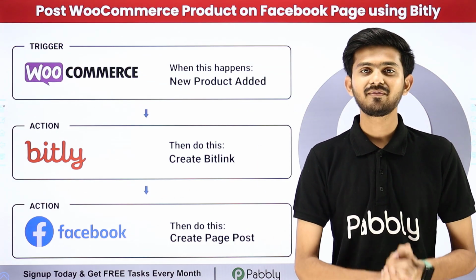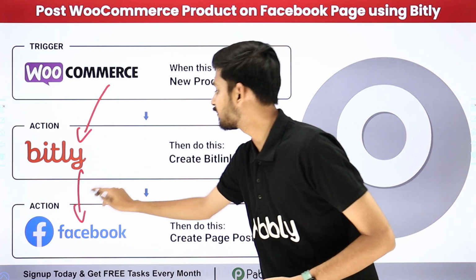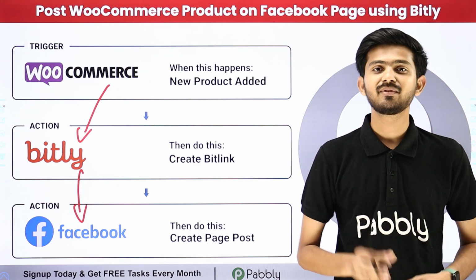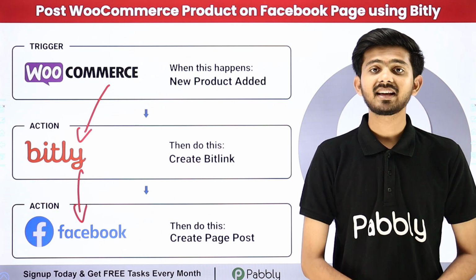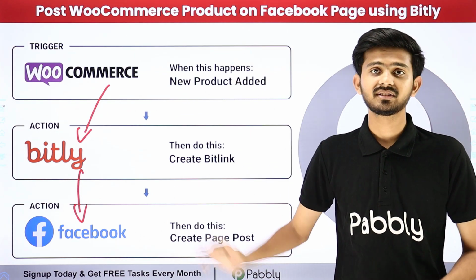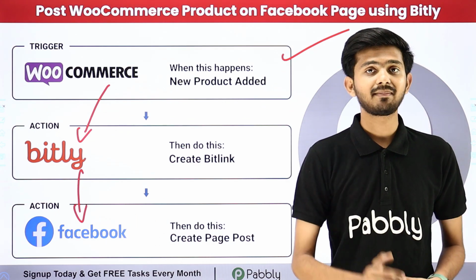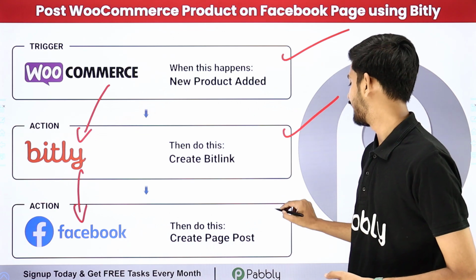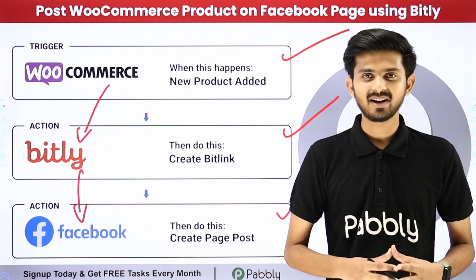So for our objective, we need to build a connection between WooCommerce, Bitly and Facebook page. For creating this connection, we are going to use Pabbly Connect, which is an amazing software for automation and integration. In Pabbly Connect, we need to use trigger and actions. In trigger application, I'm going to use WooCommerce. In action application, first I'm going to use Bitly and then I'm going to use Facebook page. So how I'm going to build this connection? For that, let me take you to my computer screen.